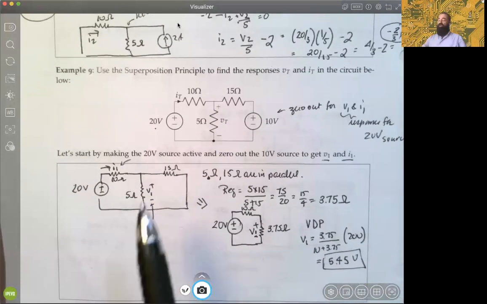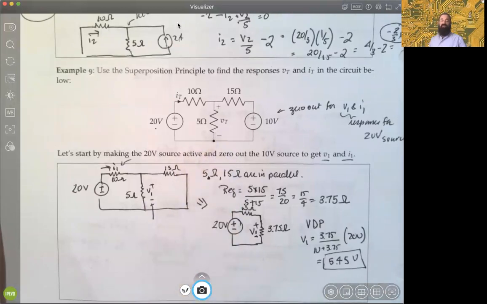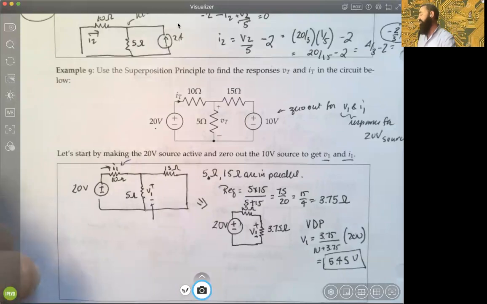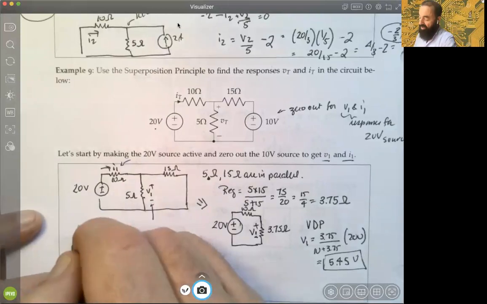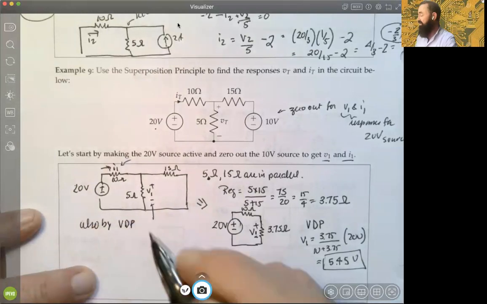So V1 is the first response that needs to be added to a second voltage response to get the total for V sub t. Let's go ahead, though, we're not done. While we're here, let's go ahead and get the I1, all right? So similarly, the voltage through the 10 ohm resistance would have to be what? So also, we'll say by VDP, right?